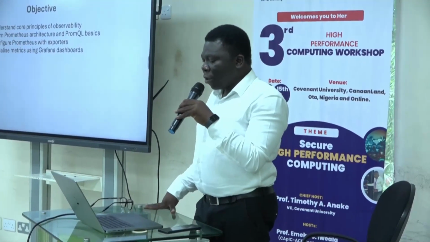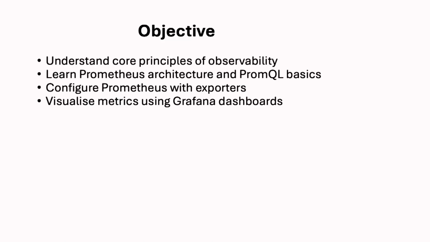Then we're going to be talking about Prometheus configuration. Then the exporters: we have different types of exporters, but basically we'll be talking about node exporter today. We also have some other forms of application exporters that I will be showing in the course of the practical class. Then we're going to be looking at visualization, where we visualize the metrics using Grafana's dashboard. So that's the objective in this class today.